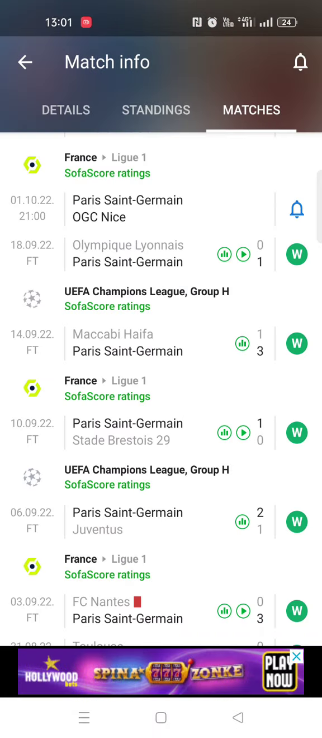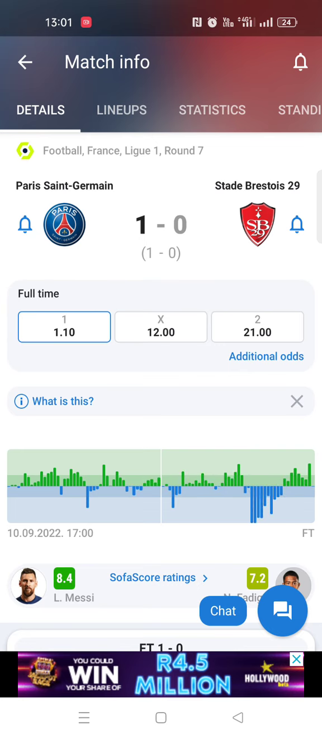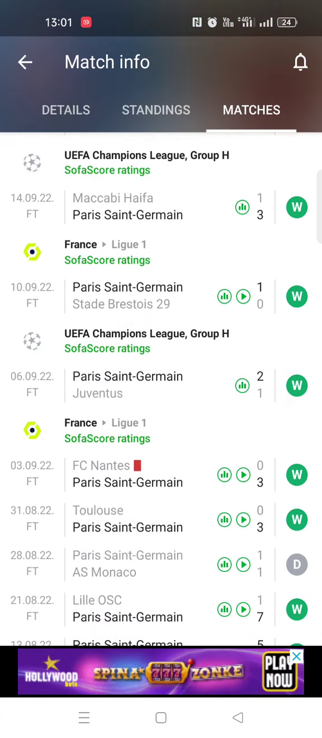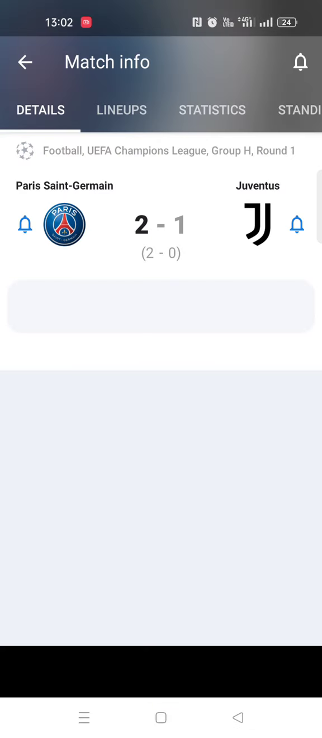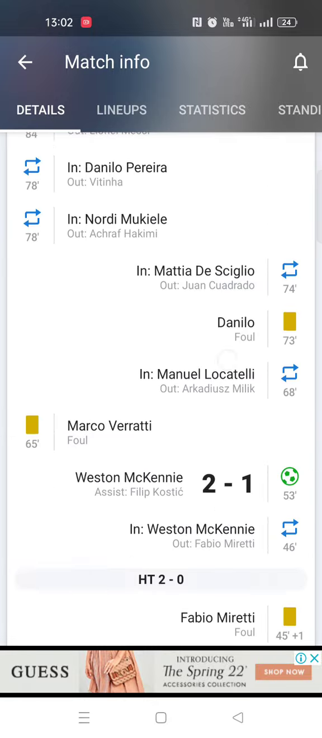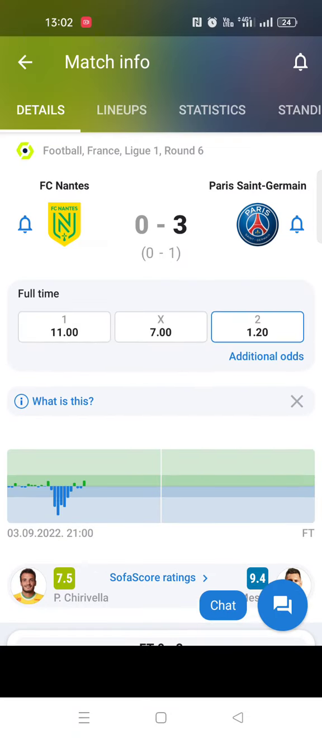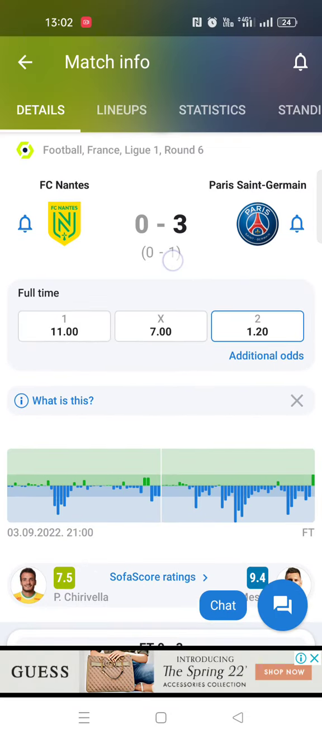Okay, that's good. Look at another match. They've won here 1-0. Look at the score. That goal, they scored that goal in the first half. Okay. Look against Juventus. Look at them. They scored their 2 goals in the first half. I hope you can see what that means. Okay. Let's go. 3-0. What happened here? They scored a goal in the first half.